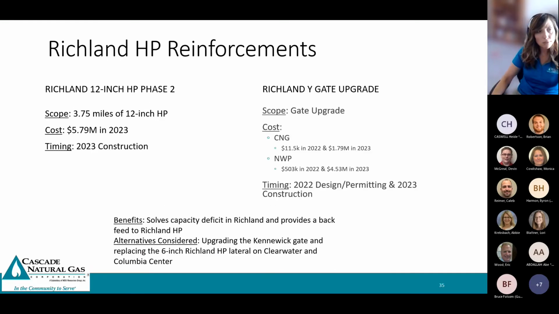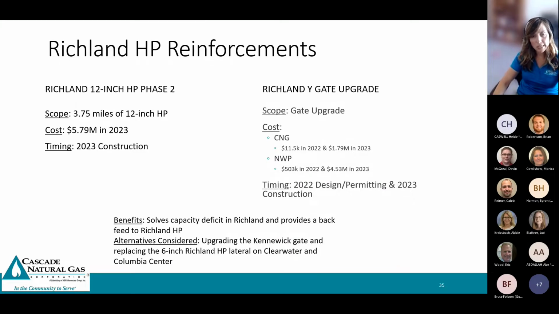Get into the next one. So this is some Richland high pressure reinforcements, and this is kind of a two-parter. We're going to do Richland 12-inch high pressure phase 2, and then a Richland Y gate upgrade. These two projects go together because we're going to take the existing Richland Y gate, which basically serves a small isolated section in our distribution system, and we're going to upgrade it. And with that, out of the Richland Y gate, we're going to run the phase 1 and phase 2 12-inch to tie on to our Richland high pressure lateral.